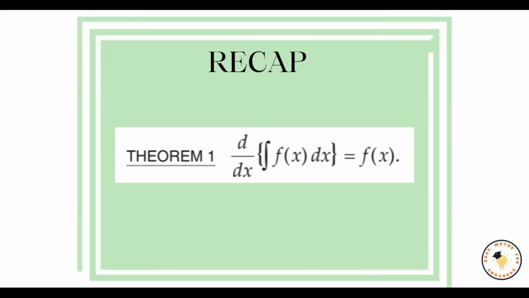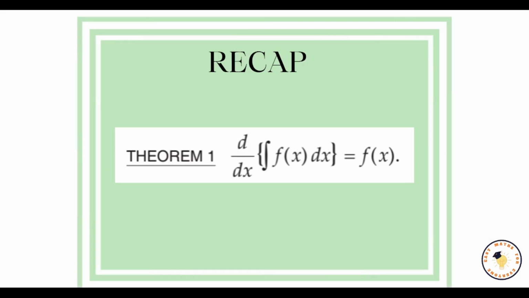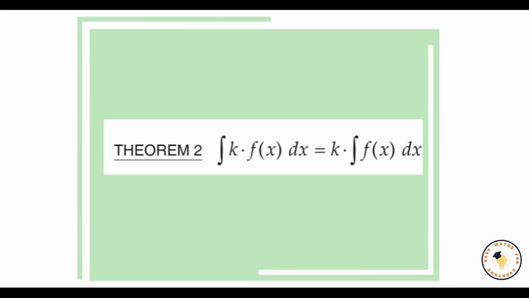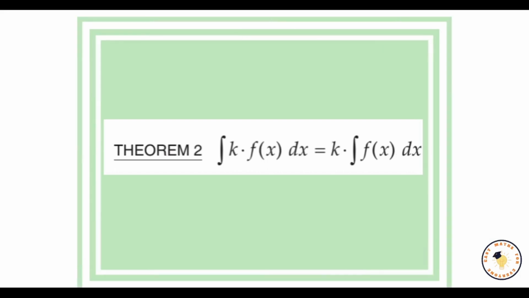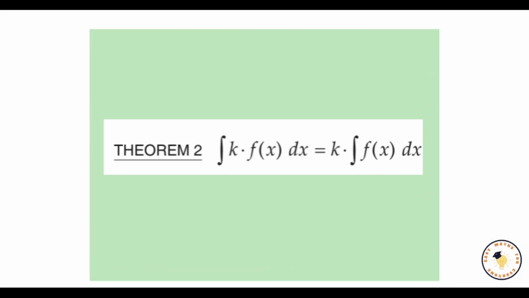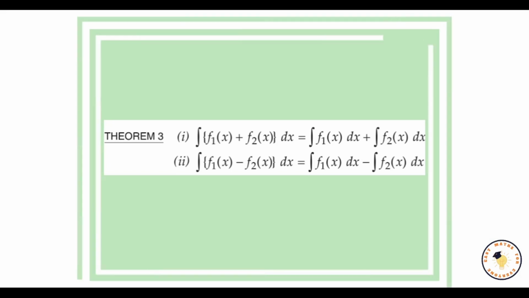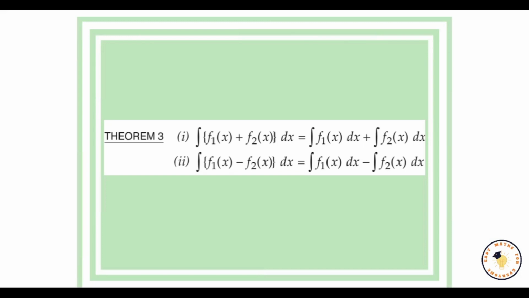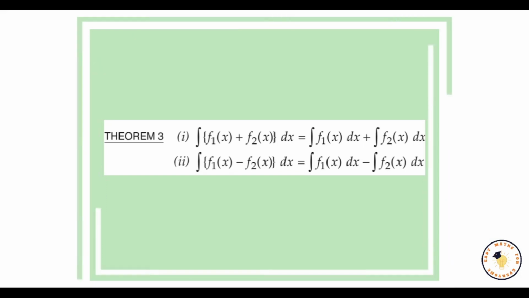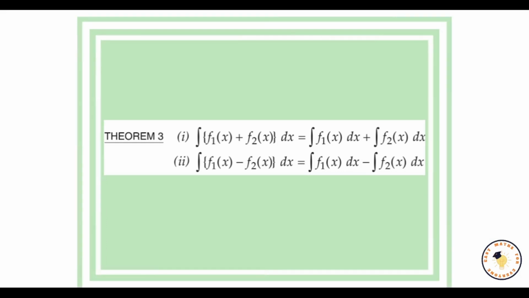The first one was d by dx of integral f of x dx equal to f of x. The second theorem was integral k times f of x dx equal to k times integral f of x dx. And the third theorem was integral f1 of x plus f2 of x dx equal to integral f1 of x dx plus integral f2 of x dx.